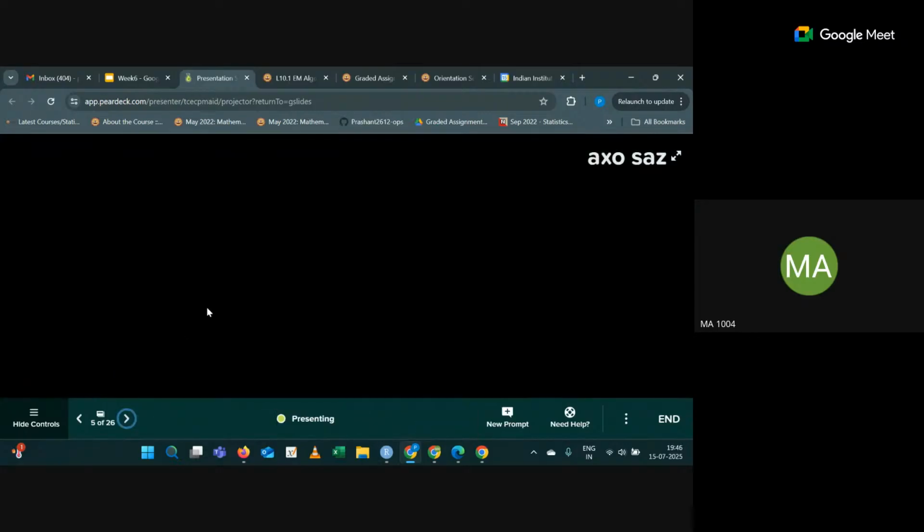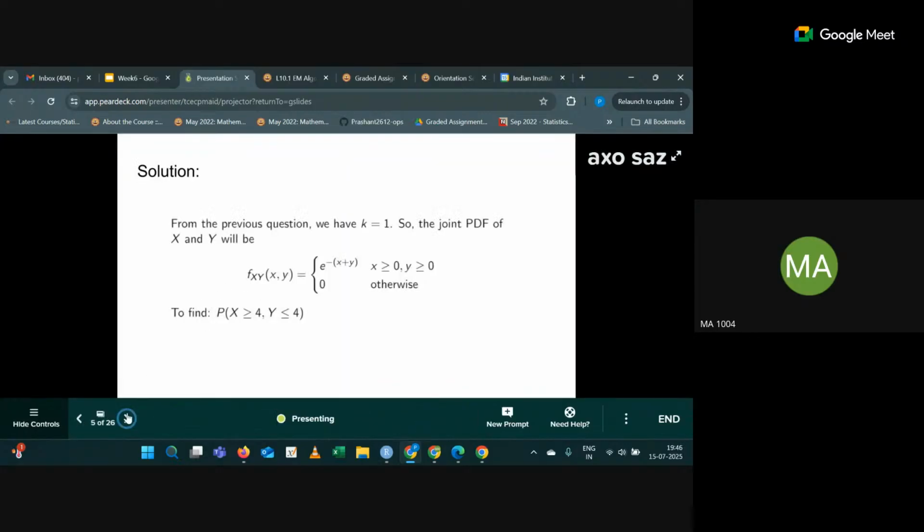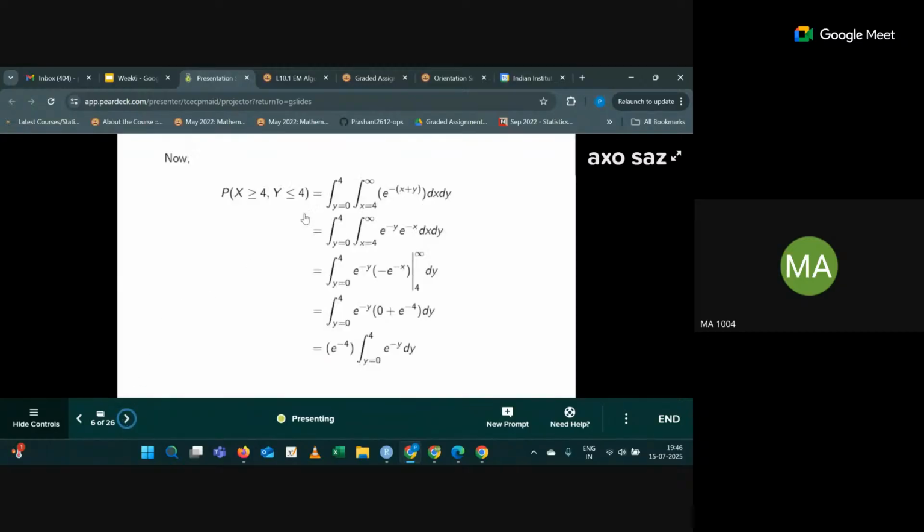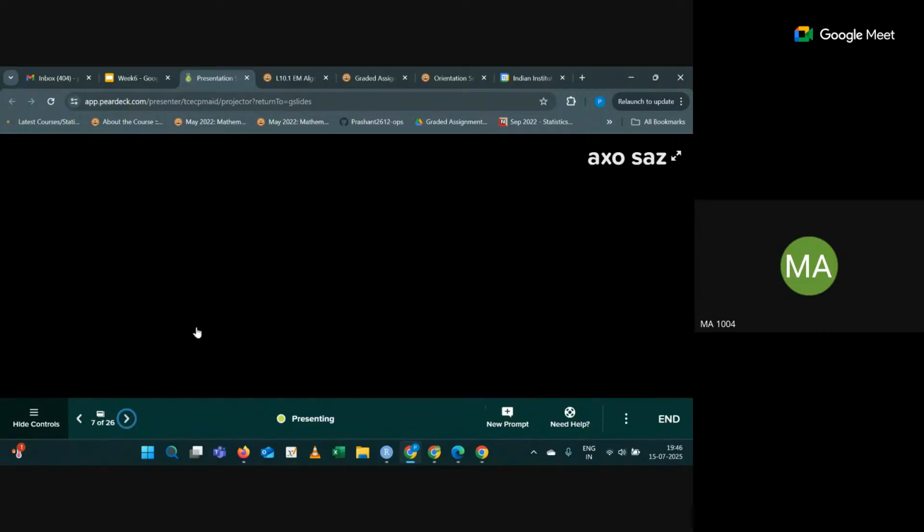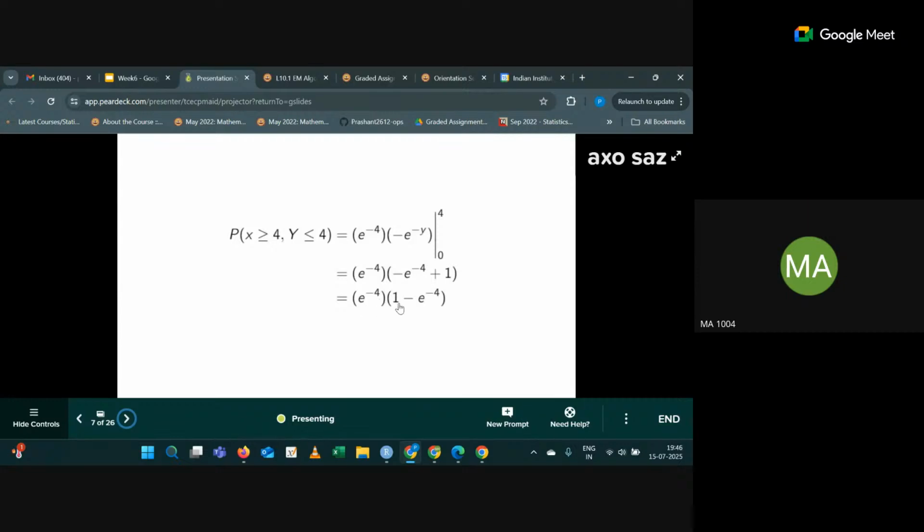If you see the limits, the limit of x will be 4 to infinity, and the limit of y is 0 to 4. I'm not going to do this integration part, but if you solve all this integration, you'll get e raised to minus 4 into 1 minus e raised to minus 4. I think option B is correct, right? Yes, sir, by mistake I selected another option. Anyway, you got the idea of how to proceed with this kind of question.